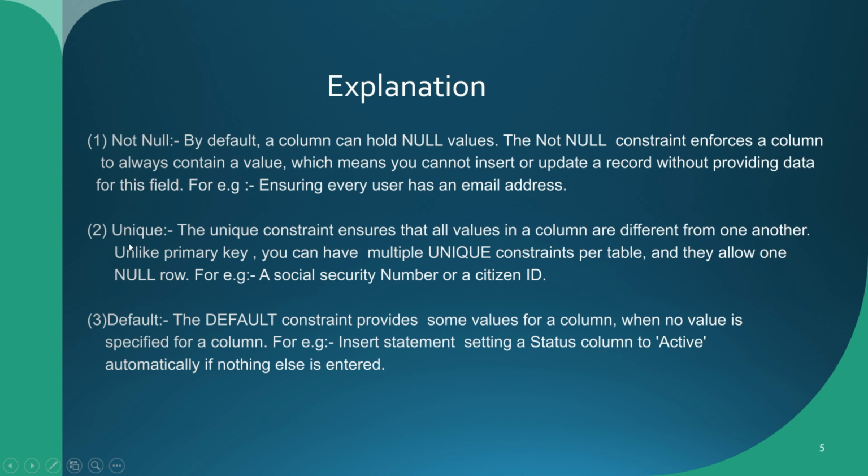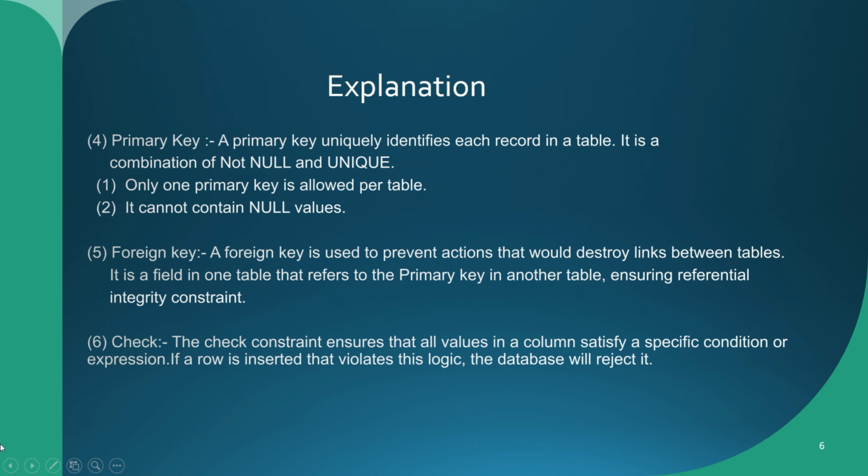The next one is the unique constraint. The unique constraint ensures that all values in a column are different from one another. Unlike primary key, you can have multiple unique constraints per table and they allow one null row. That means, for example, a social security number or a citizen ID. The next one is the default constraint. The default constraint provides a default value for a column when no value is specified for that column. That means for an insert statement, setting the status column to active automatically if nothing else is entered into the column.